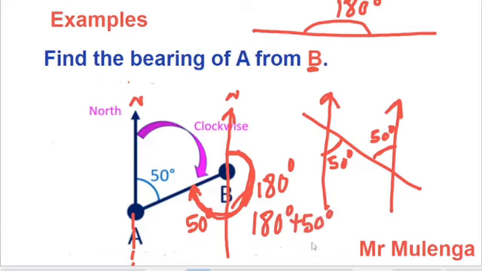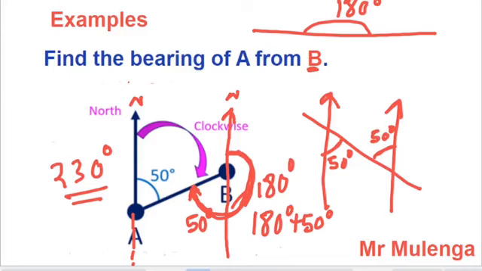So when you add these two, 0 plus 0 is 0, then 8 plus 5 gives us 13, so you write 3. Then the 1 here will change, we are going to have a 2. So our answer is 230 degrees. That is the bearing of A from B. So I hope you have gotten what I've explained here.